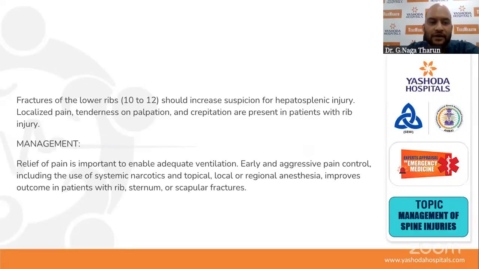Management in these patients: relief of pain is important to enable adequate ventilation. Early and aggressive pain control, including the use of systemic narcotics and topical, local, or regional anesthesia, improves outcome in patients with rib, sternal, or scapular fractures.